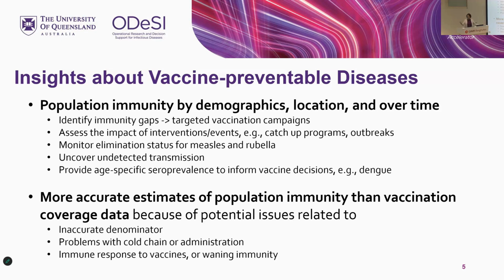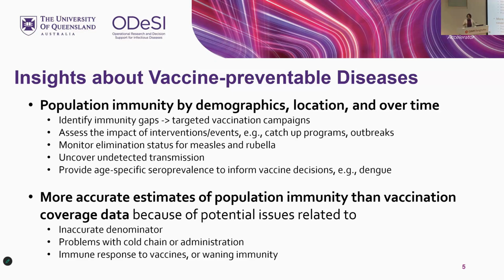And we can also look at age-specific seroprevalence that might sometimes be useful for informing decisions related to vaccination programs, like dengue vaccination programs, for example. And sometimes measuring antibodies in blood can give us a more accurate estimate of population immunity compared to vaccination records. So the records sometimes are based on just people's memory, and they might not be accurate, or the electronic records might or might not be accurate.